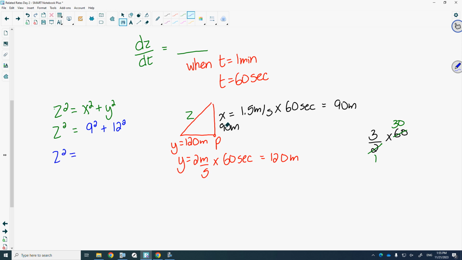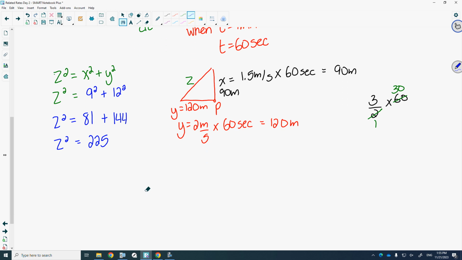Z squared is equal to 81 plus, what's 12 squared? 144. So you have to know 12 squared. Okay, does anybody have what 81 plus 144 is? It's 225. And then does anybody know the square root of 225? It's 15. Yes, now I'm going to add a zero back. So z is actually 150 meters.